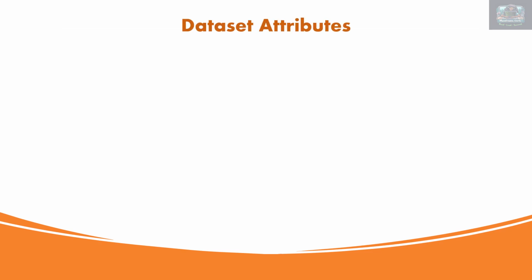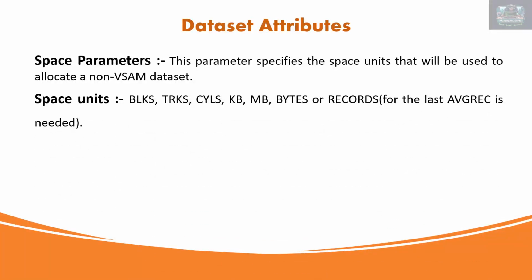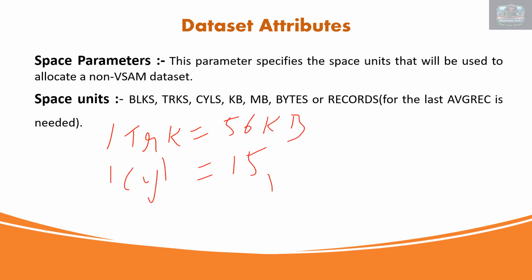The dataset attributes which we are seeing now, as I told you, are the space allocation, space parameters. There are many types of how you give a space. Like there are units, like how you weigh something, kgs, grams. Here you have other units called tracks and cylinders. The basic calculation here is one track is equal to 56 KB and one cylinder is equal to 15 tracks. Like you need something in grams, something in kilograms, something in milligrams, like when you buy something from a grocery store.